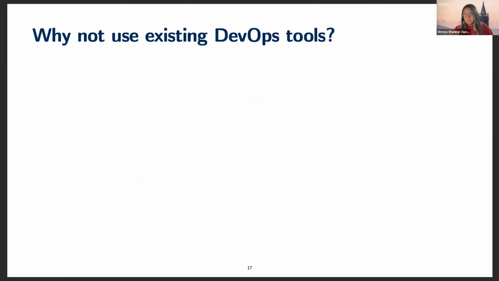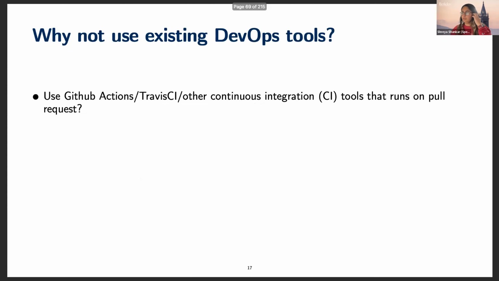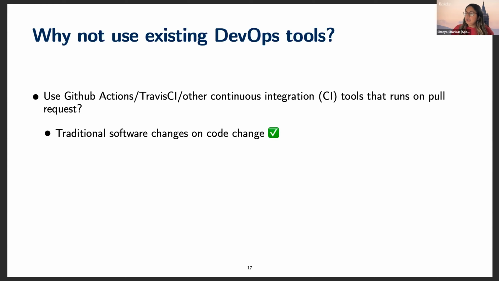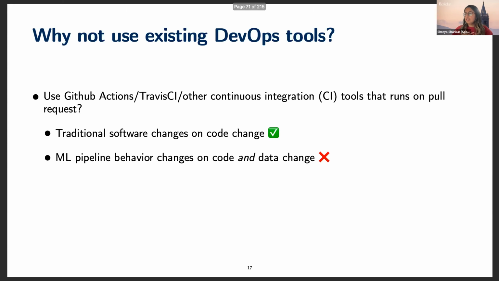So why not use existing DevOps tools, as a motivated SRE might suggest? I'll talk about CI and CD. Maybe we can use existing continuous integration tools like Travis CI for ML pipelines. But this works very well for traditional software, whose behavior only changes when you change code. ML systems' behavior changes with code, data, and artifact changes. Let's say I overwrote the model in my S3 bucket. That's all of a sudden going to change the behavior of my ML system.